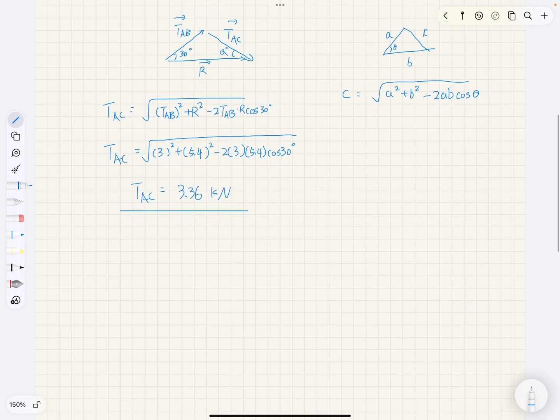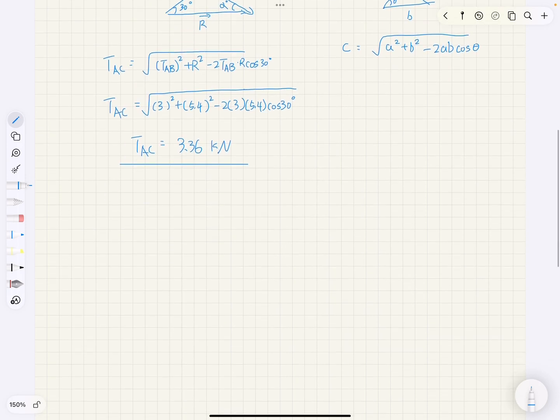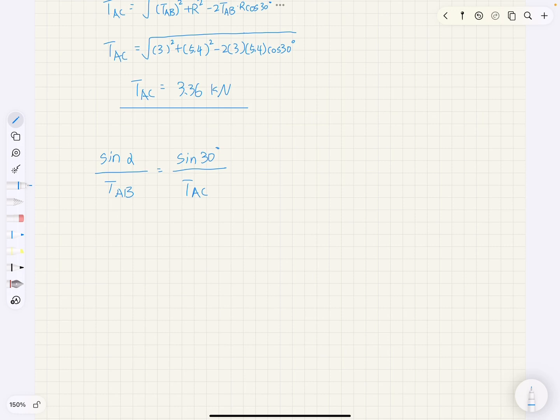And move on to solving alpha. We can use the law of sines. Here, sine alpha over TAB equals sine 30 degrees over TAC. And we're plugging in TAB and TAC. We have sine alpha equals, just moving TAB to the other side, TAB sine 30 degrees over TAC.